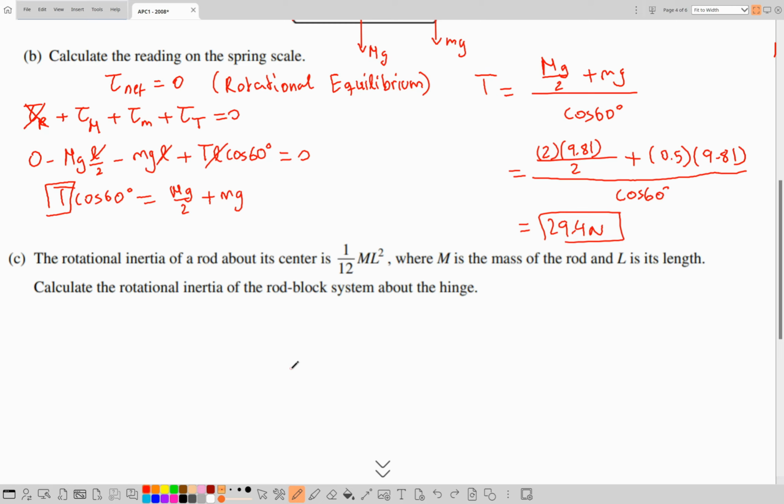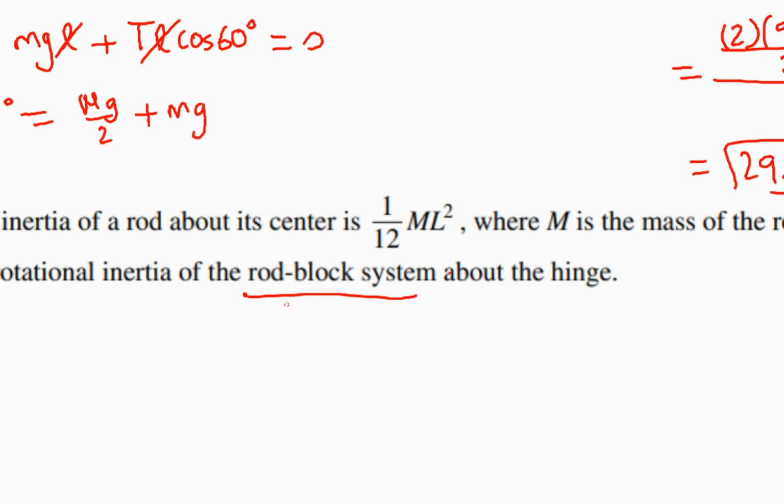Alright, now for part C, they're telling us the rotational inertia of a rod about its center is given by 1 over 12 M L squared, where M is the mass of the rod and L is its length. Calculate the rotational inertia of the rod-block system about the hinge. Now here, this is very important and we should be careful because they're telling us the rod-block system.